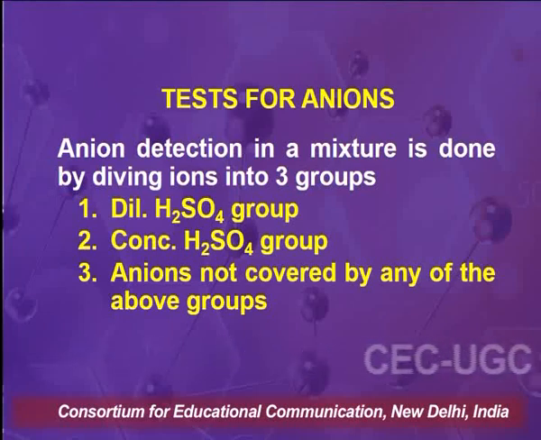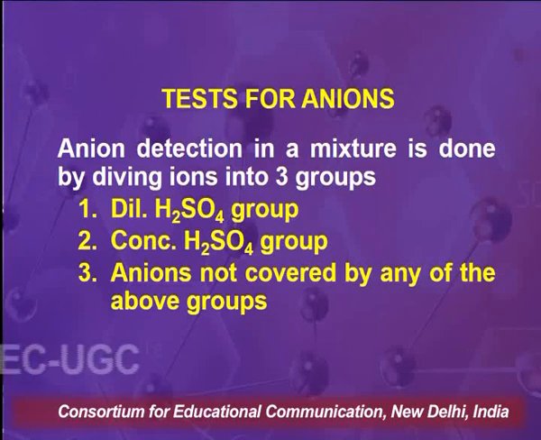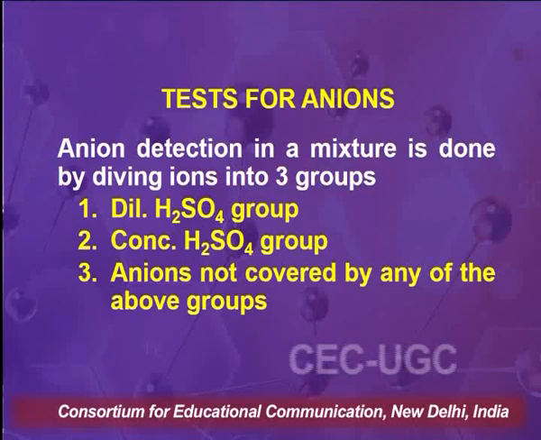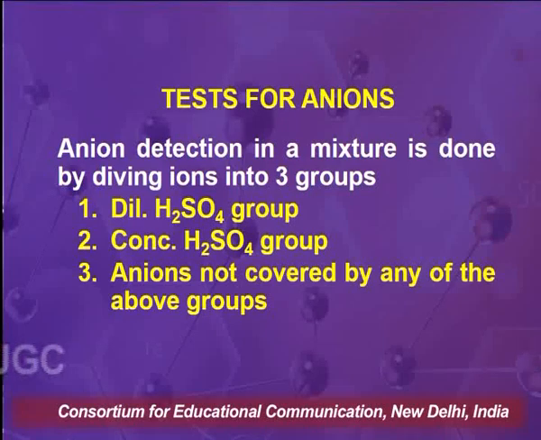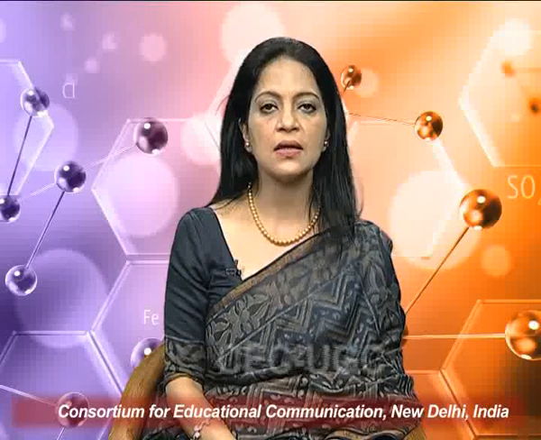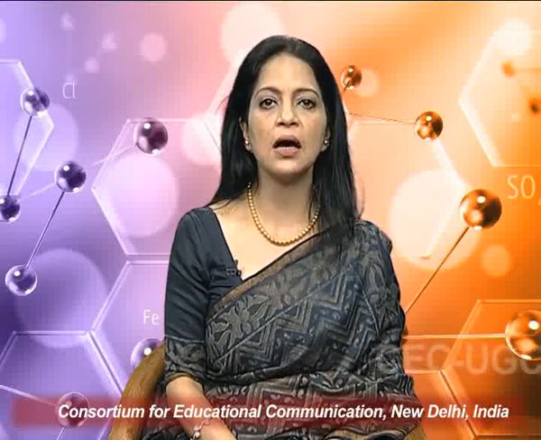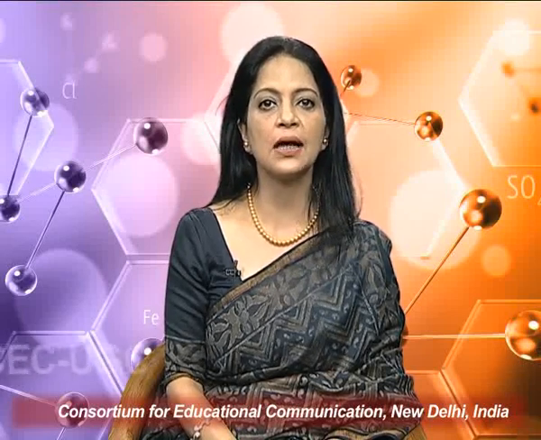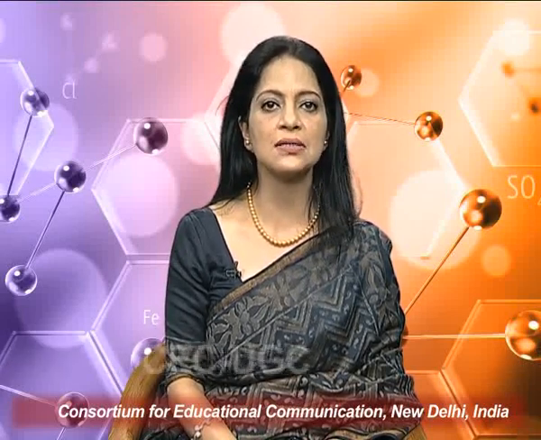The first group includes the dilute sulfuric acid group. The second one is a concentrated sulfuric acid group, and the third one is where the anions which are not covered by any of the above groups are considered. For the detection of anions, certain preliminary tests are to be carried out which give an indication of the anions which may be present in a particular sample.